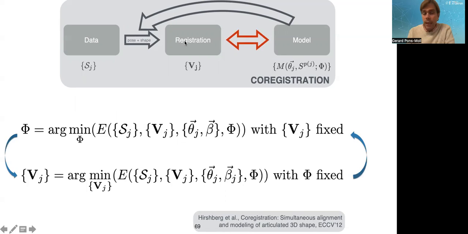So this is indeed very involved. It's a very difficult optimization problem because there are many interdependencies. But what you can do is optimize the model parameters phi, keeping the registrations Vj fixed. And in another step, you can do the reverse: you keep the model parameters phi fixed, and you optimize for the registrations Vj. And you iterate this process until the registrations get better and better because you have a better and better model, and vice versa.